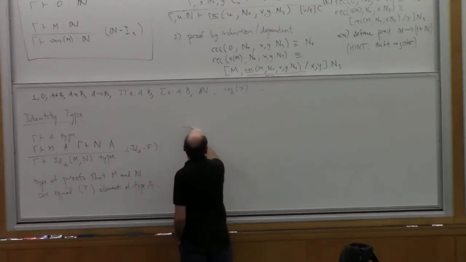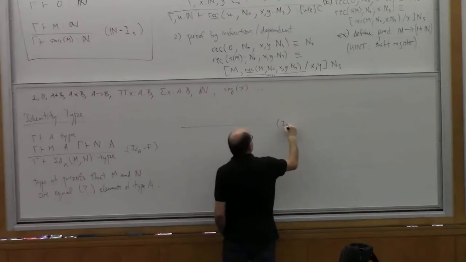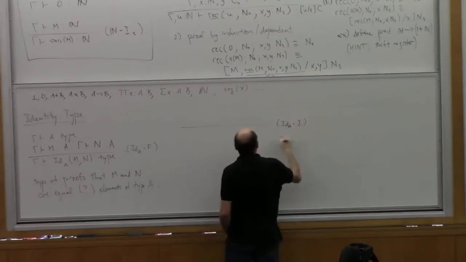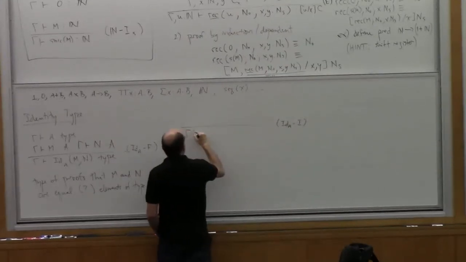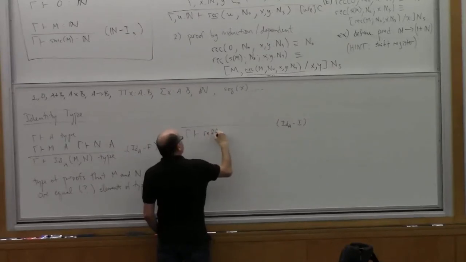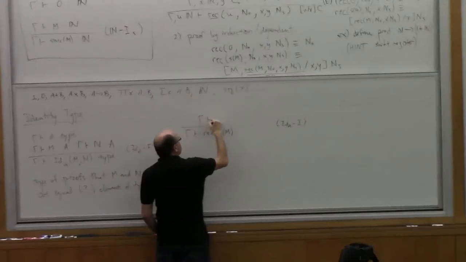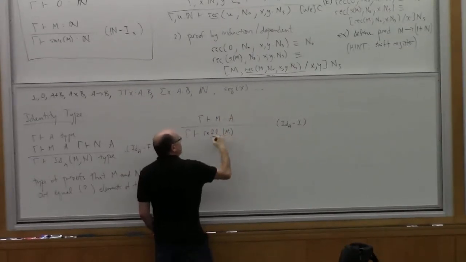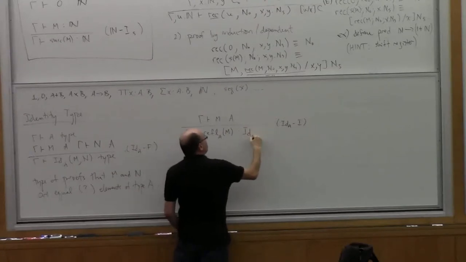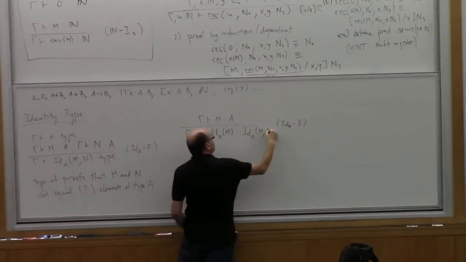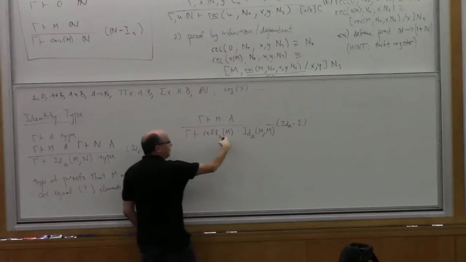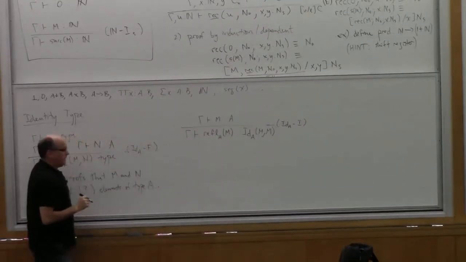So what is the introduction rule then? What is the identity introduction rule? Well, it simply says that the relation is reflexive. And if I want to be careful, I'll put a sub A there, and I'll do this. So it says, if you give me M and A, then I will give you a proof that M is equal to M. And that proof is reflexivity.